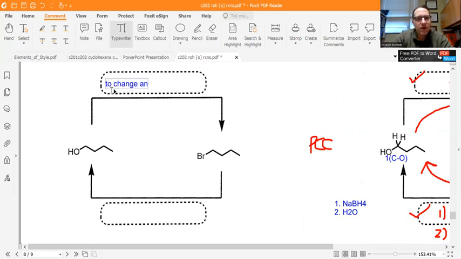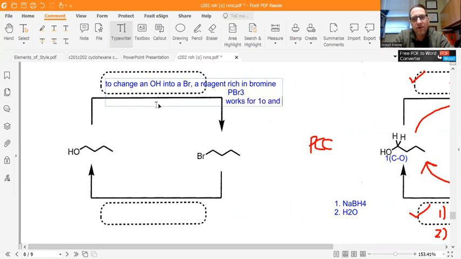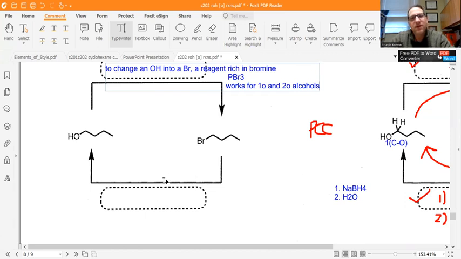To change an OH into a Br, it's kind of unrelated to oxidation, but we should have a reagent rich in bromine. Here's one, phosphorus tribromide, PBr3. That will do it. Works for 1 degree and 2 degree alcohols. For 3 degree alcohols, you need a different reagent. I will keep that secret for now.